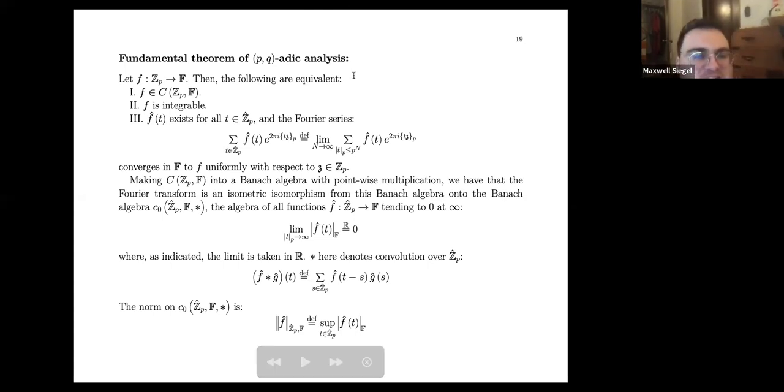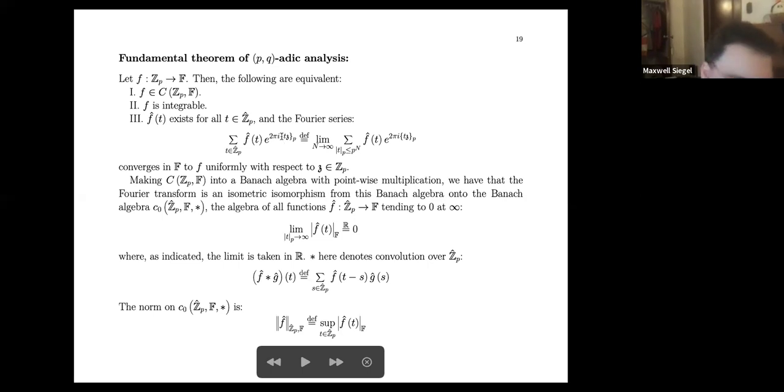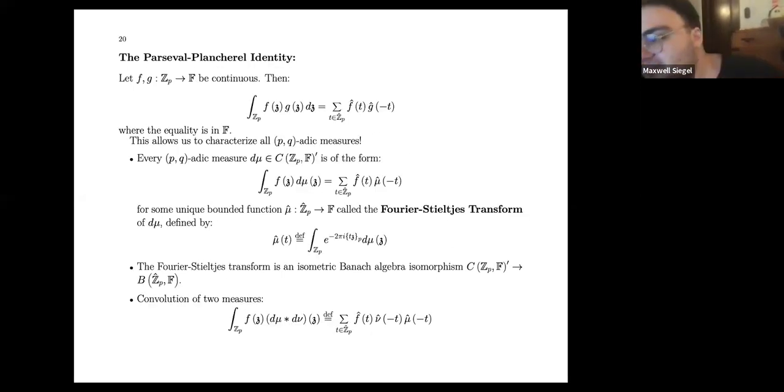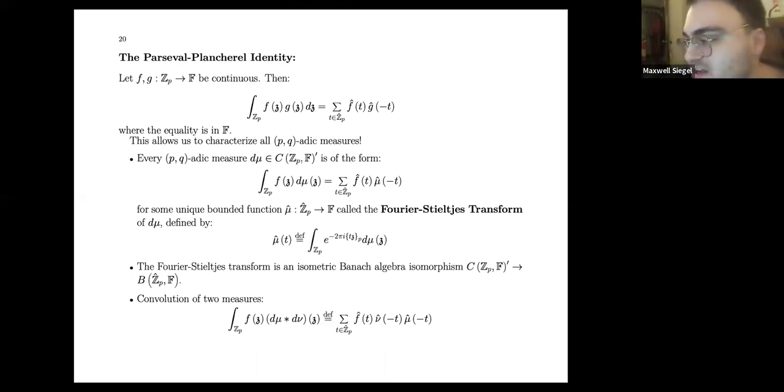But to give you an example of how ridiculous this is, in this setting, the only measurable finite set is the empty set, and in particular a function which is 0 everywhere but a single point is not integrable because it's discontinuous. So after the fundamental theorem, the next most important result is the Parseval-Plancherel identity.